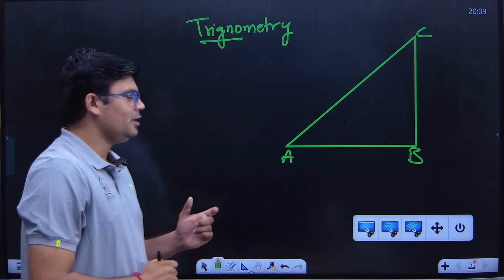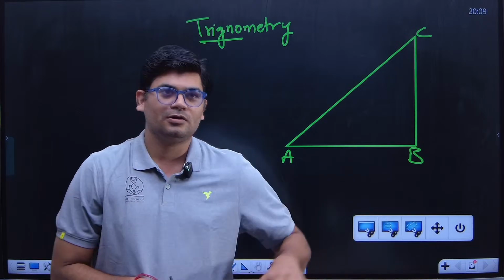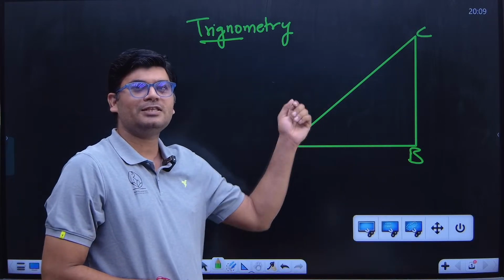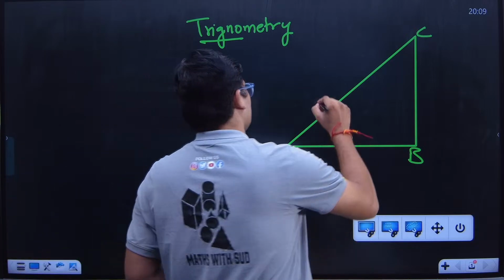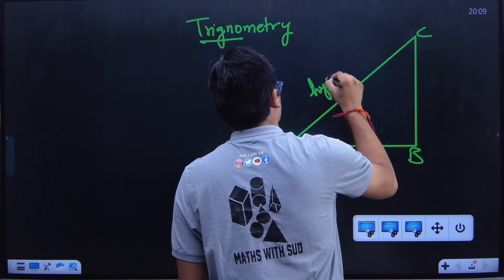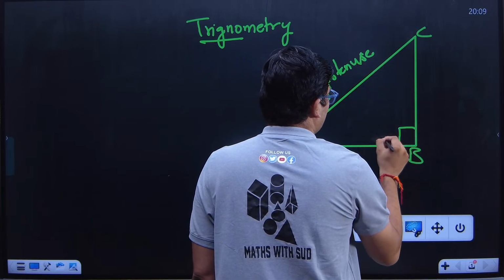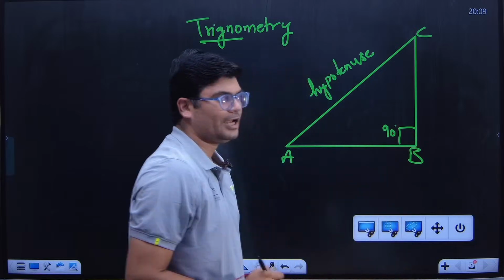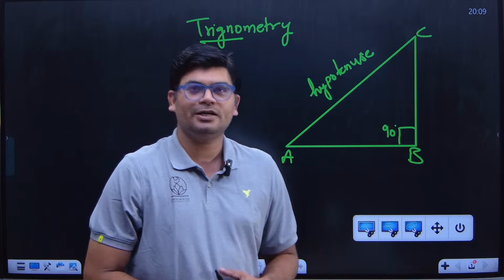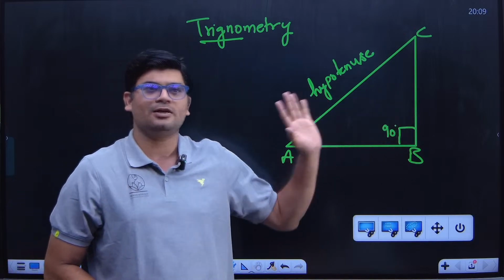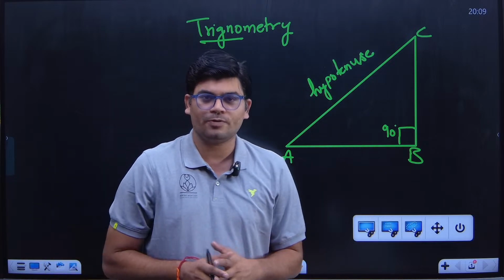So first of all, we will understand the terminologies of the straight lines involved in a right angle triangle. The longest side is known as the hypotenuse. And if I say longest side, that means the side in front of the largest angle of a right angle triangle, which is 90 degree. Any triangle having one angle as 90 degree, the 90 degree is always the largest angle. And the side in front of the largest angle is the longest side. This is a theorem.